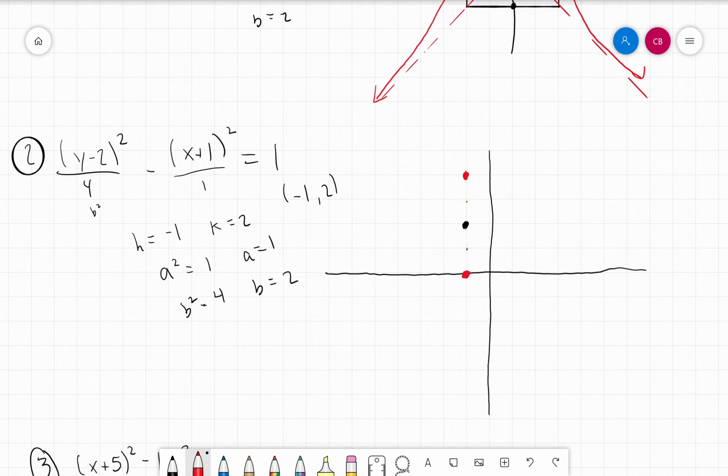That's our vertex. And then for our x's, we're going to go 1 to the right and 1 to the left. We've got those 2 points. We're going to draw our square to the best of our abilities.